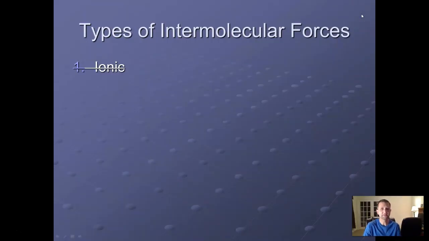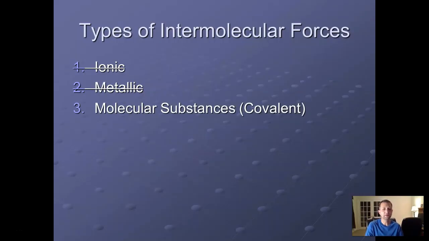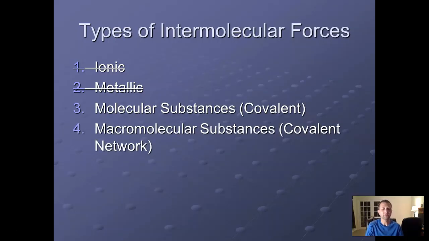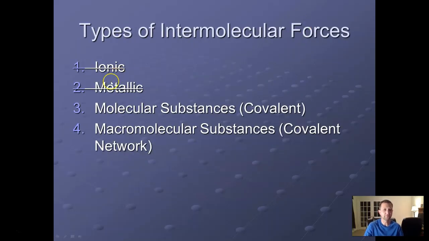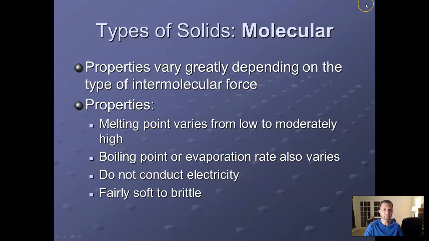We already looked at ionic forces of attraction. That was an earlier lesson. We looked at metallic bonding as well. Those two are part of the same video or the same lecture. We talked about alloys a little bit with the metallic bonding. Now we're going to look at molecular substances or covalent substances. In a later lesson, we'll look at macromolecular substances or covalent network. And that'll kind of take care of all the substances we need to look at. So we're going to focus on number 3 here on our list.